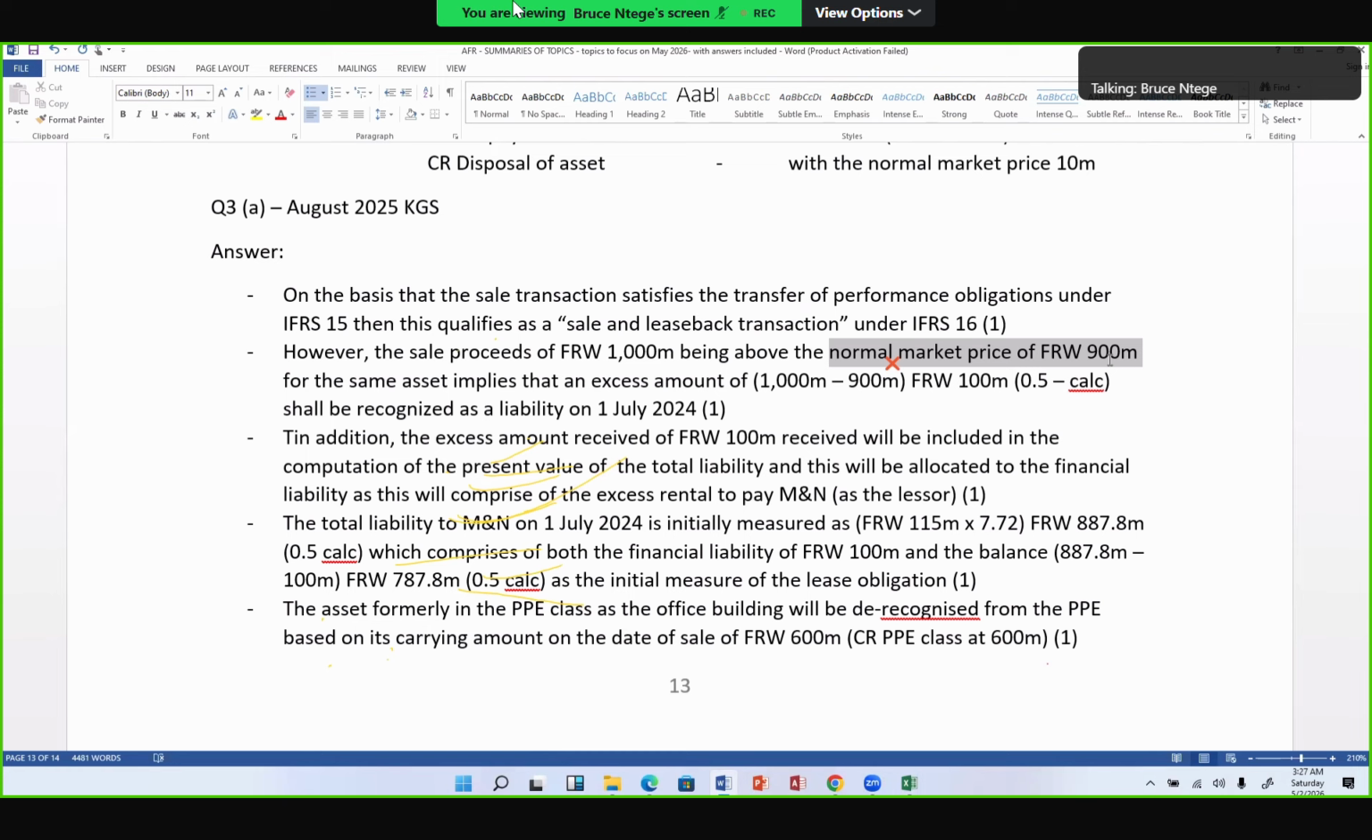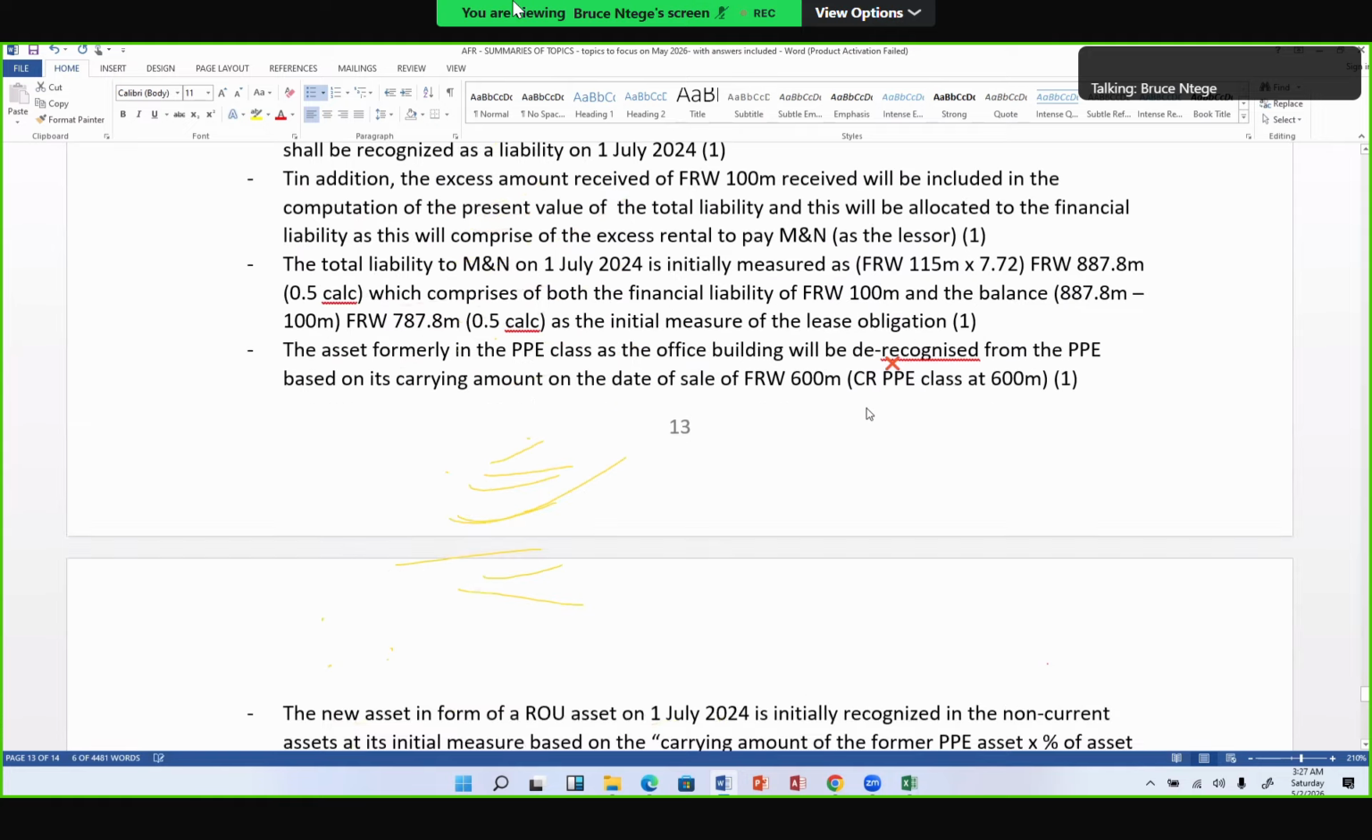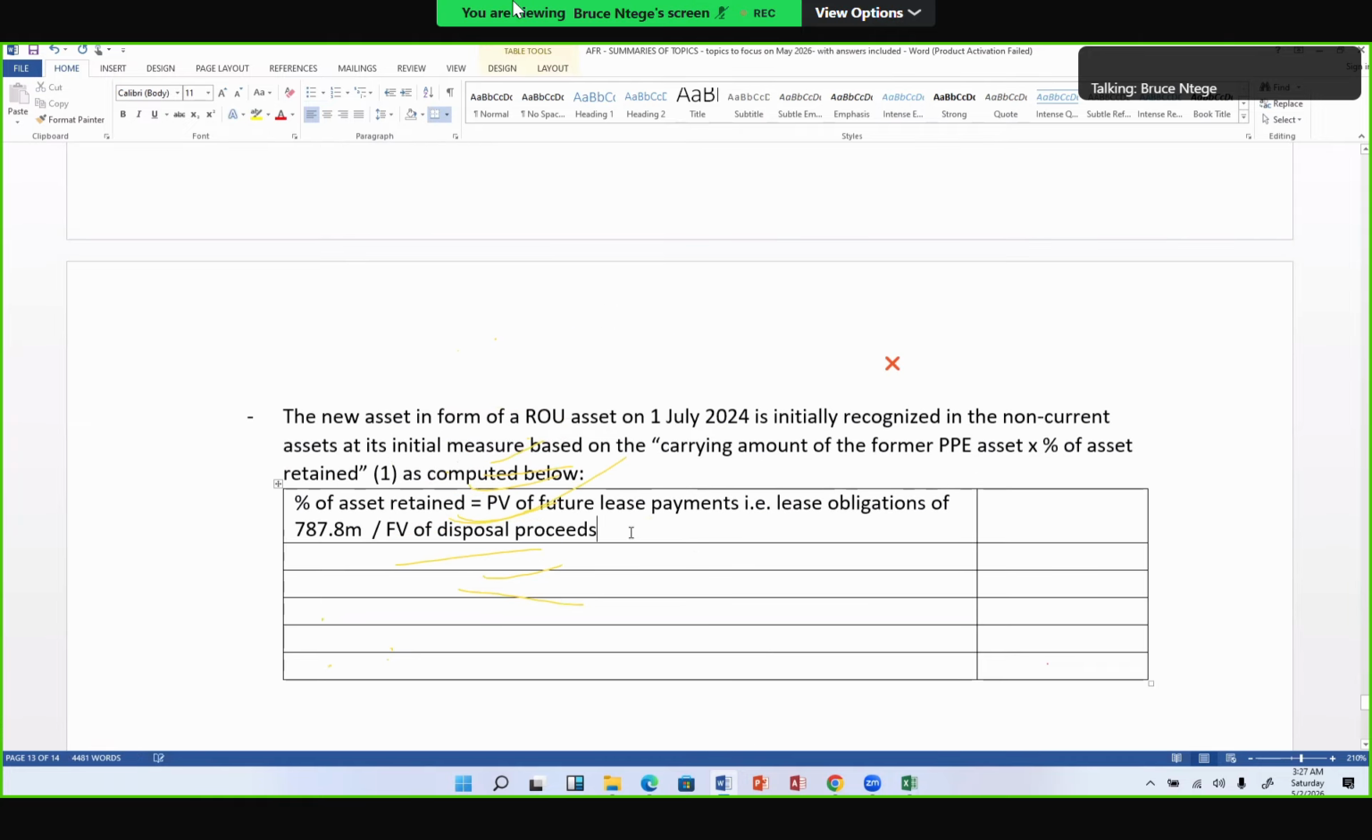It's 900. So I would come in here to say 900, divide by 900, and put it in percentage, times 100%. So on my calculator, I'll have 787.8 in the numerator, divide by 900 in the denominator. So don't say divide by 1,000. Those who said 1,000, we are failing that question. Then times 100%.